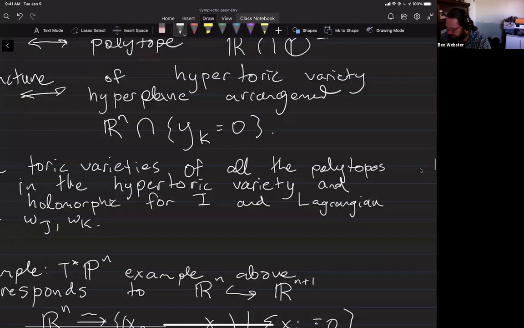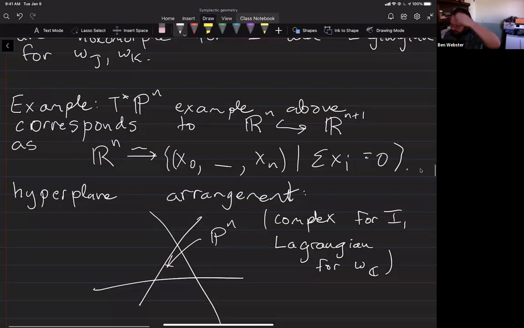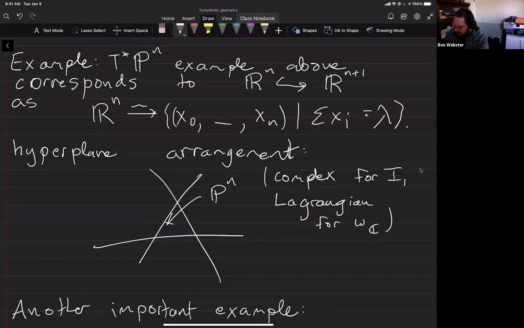All right, so for example, to get T*P^n, we already saw how to do that. You take the diagonal action, and what that corresponds to in this hyperplane picture is that I map R^n into R^(n+1) as all the things with some fixed sum. And that gives me a hyperplane arrangement. In this case, it's a rather boring one. I end up with the simplex, and I just extend all of its faces linearly.